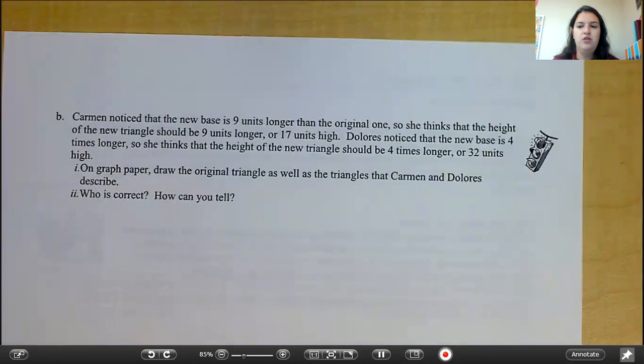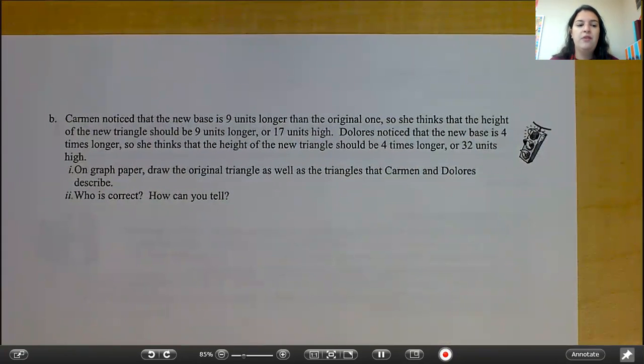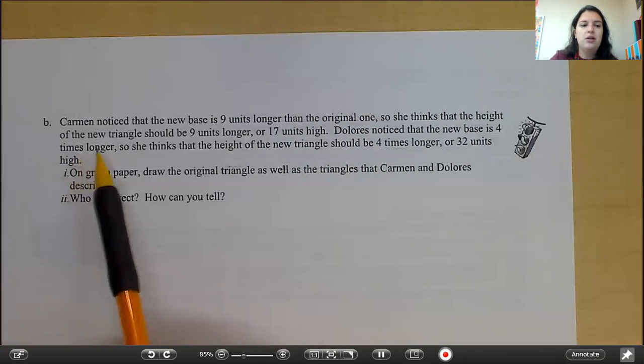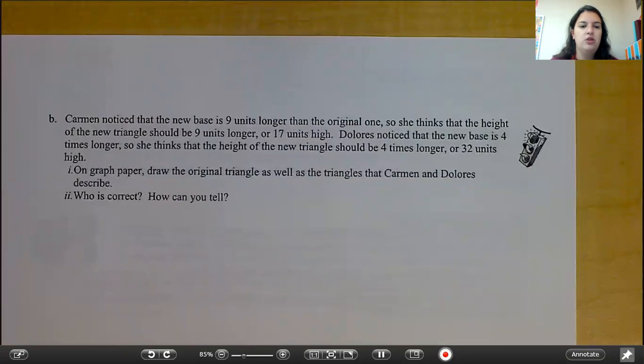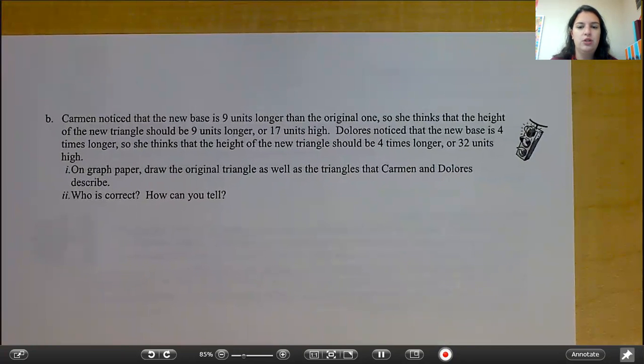Okay, if you're back with me, you've made your prediction. Everyone's predictions are going to be different, and that's fine. Just make sure that you prove your prediction to me and support it. Part B says, Carmen noticed that the new base is 9 units longer than the original one, so she thinks that the height of the new triangle should be 9 units longer or 17 units high. Dolores noticed that the new base is 4 times longer, so she thinks that the height of the new triangle should be 4 times longer or 32 units high.